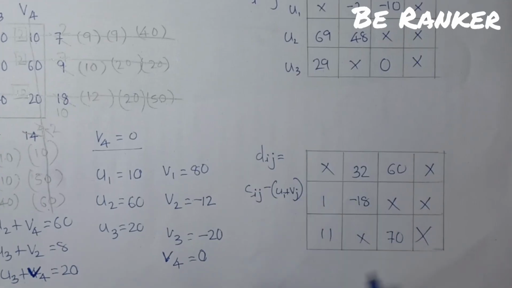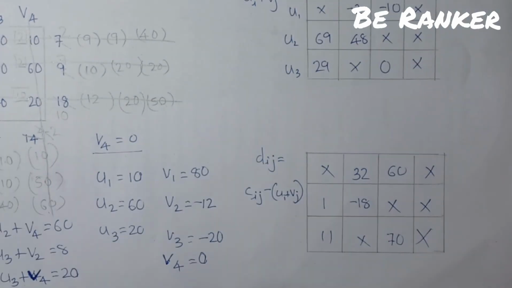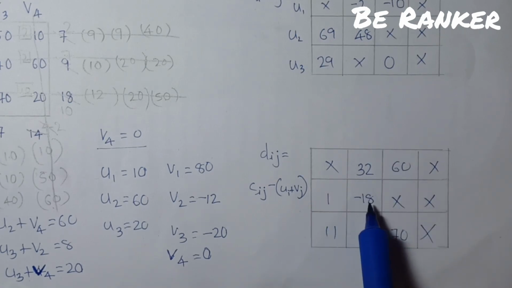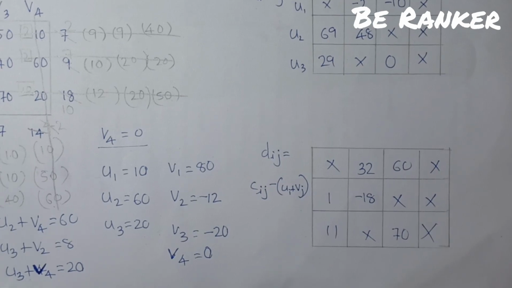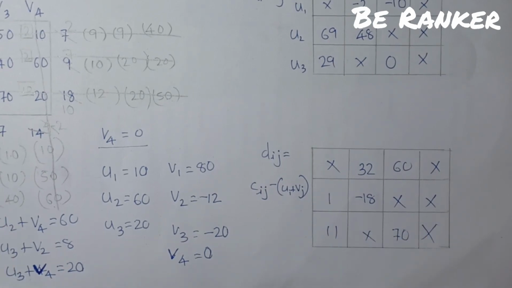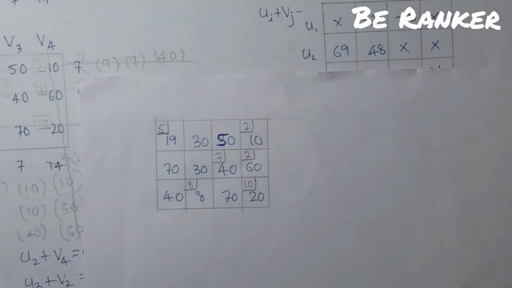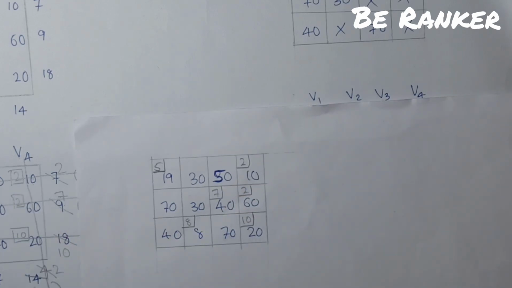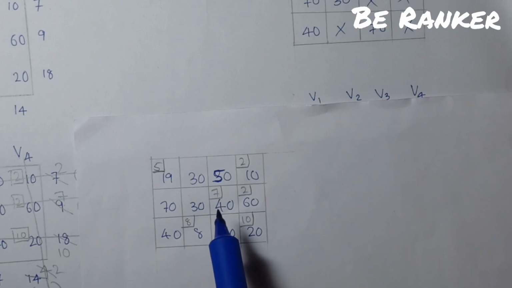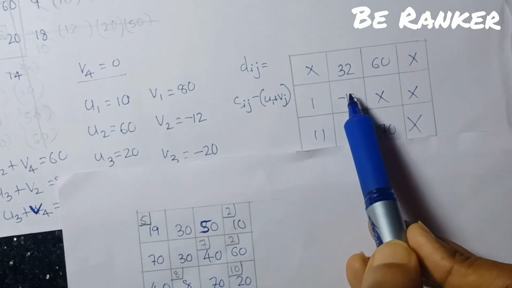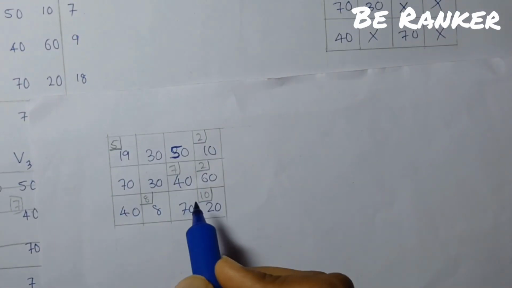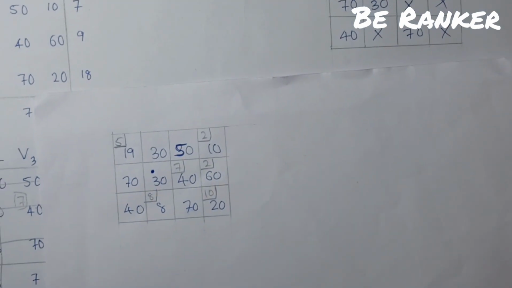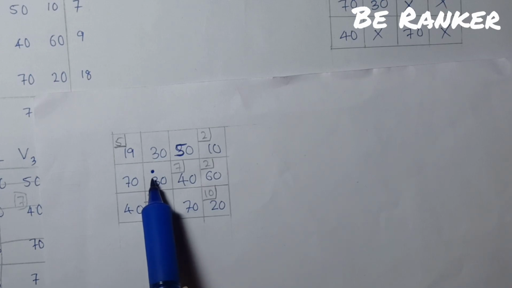If the Dij box contains all positive numbers, then we can stop here. Here, second row, second column contains a negative number. So to reallocate this, I write the first allocated box here. This is the same as the first box. We do the same process as in the first box. So here in the Dij box, the second row, second column is negative. So here I locate the second row, second column. We want to allocate here.